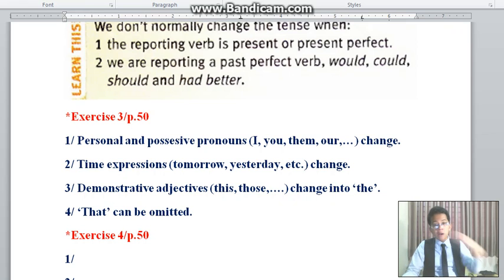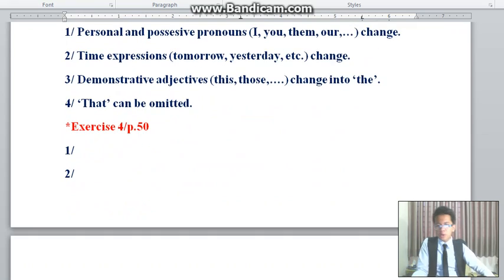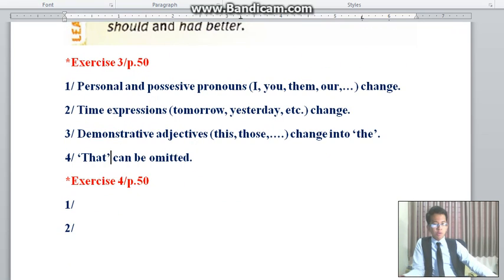So we have finished exercise number 3 on page number 50, and we'll be right back with the next exercise, the next part. We're gonna practice forming these reported speech sentences, so please tune in. Lesson will be long.